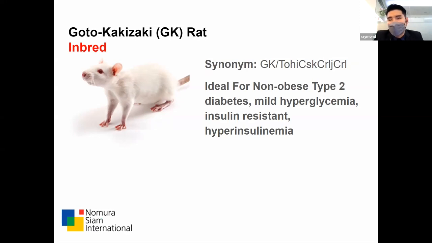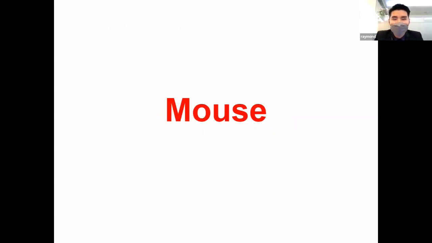They will express mild high blood glucose and insulin resistance, as well as developing some of the complications of diabetes. So some groups use this to study type 2 diabetes.